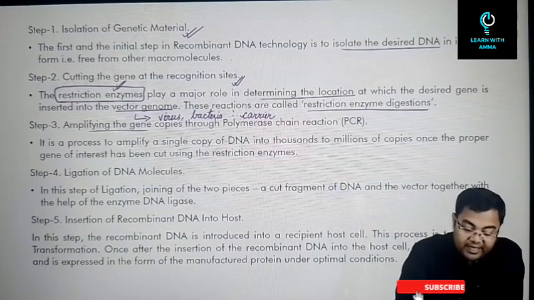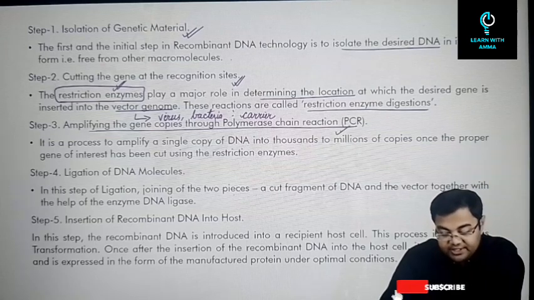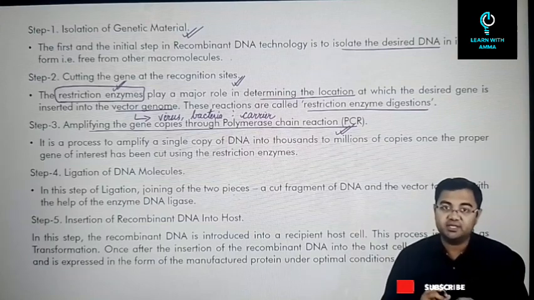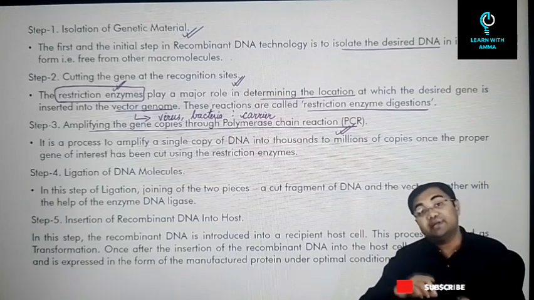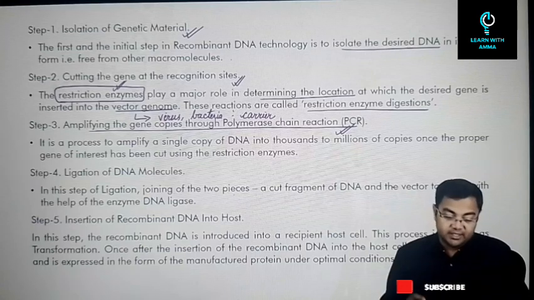Then after that, amplifying the gene copies through polymerase chain reaction, or PCR. So what does PCR do? It will amplify the number of such copies. So this one copy that you had, now thousands to lakhs of copies of this particular sequence will be generated. There are n number of copies generated here.